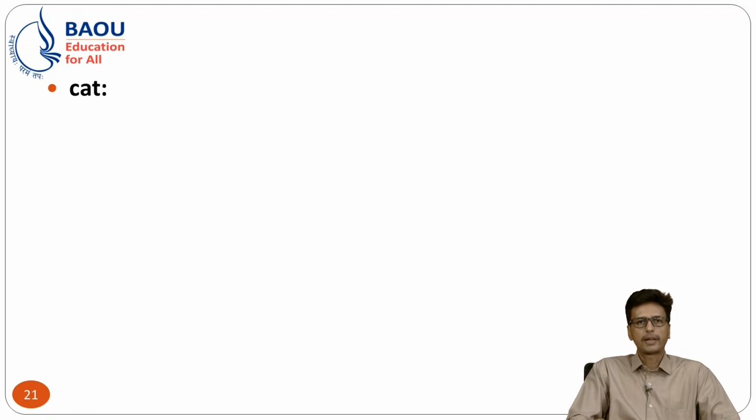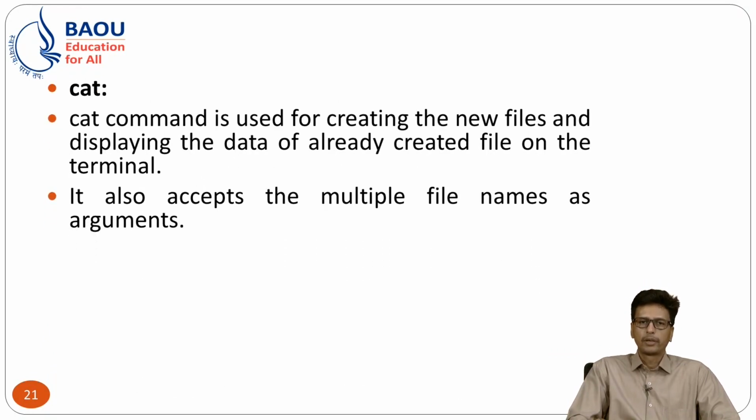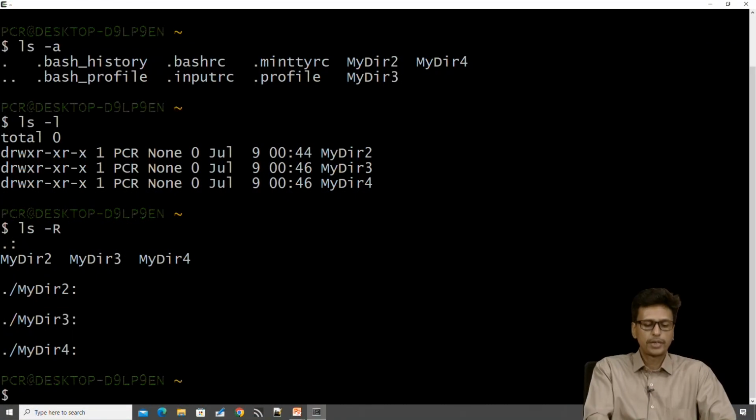Next command is the cat command. The cat command is used to create a file. Now suppose you want to create a file, you have to use the cat command. We can see here how to create a file by using the cat command.